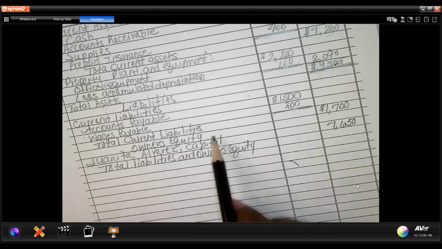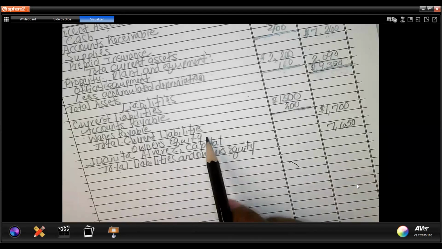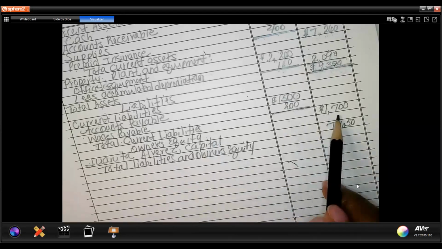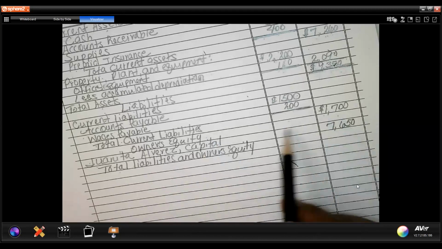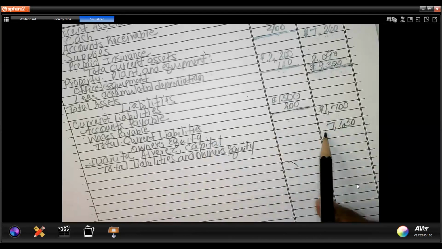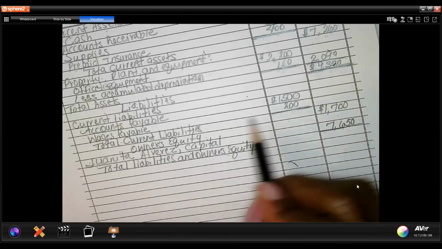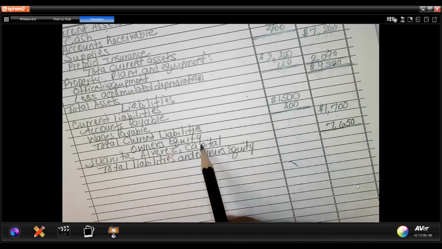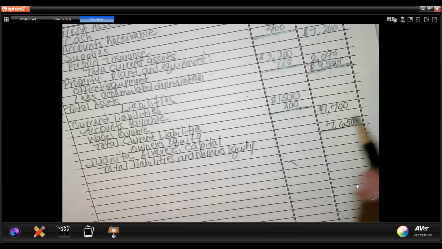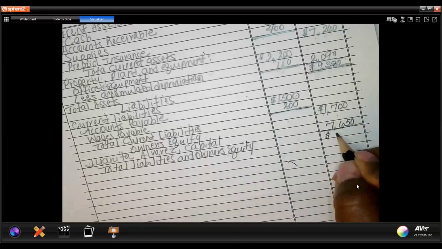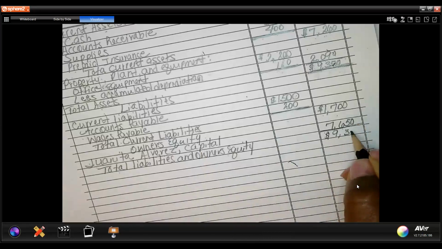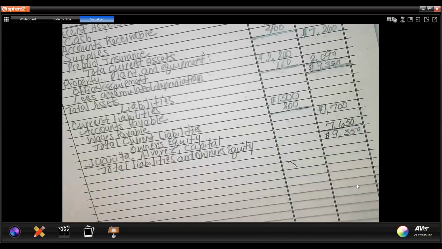So we show that our liabilities totaled $1,700 for the end of June. Our capital showed $7,650. So this is what we're going to total. We're going to single rule under the 7,650. We're going to add our current liabilities to our total capital, and we're going to get $9,350.